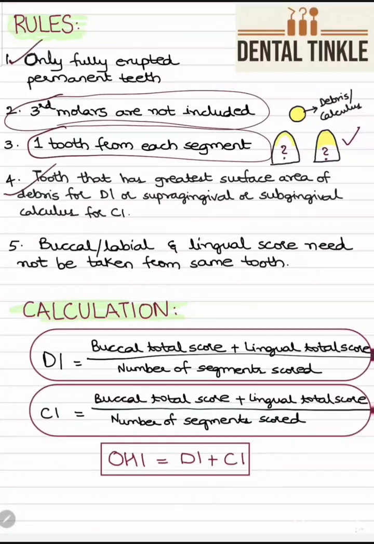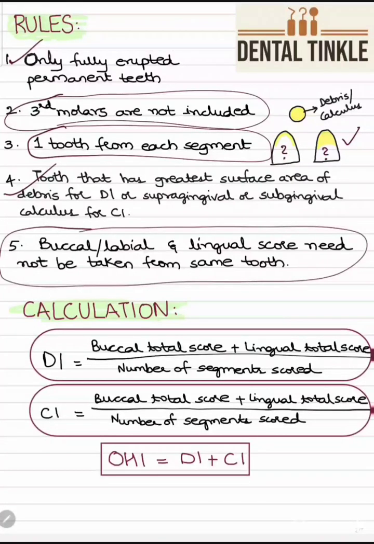And you have to take a buccal score and a lingual score. And a very important rule is that the buccal score and lingual score need not be taken from the same tooth. Now, after taking the scores, you need to calculate the OHI, that is the Oral Hygiene Index.